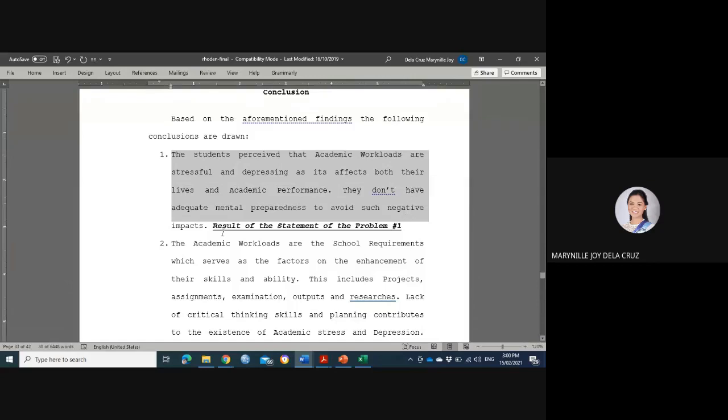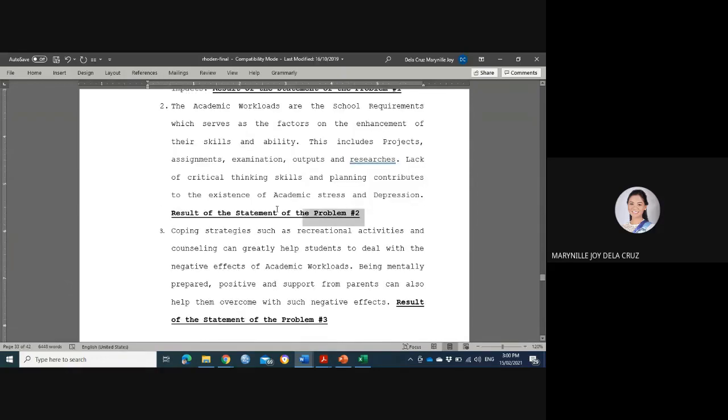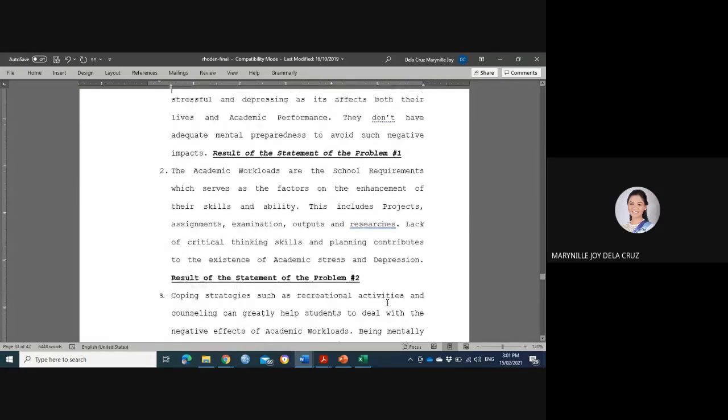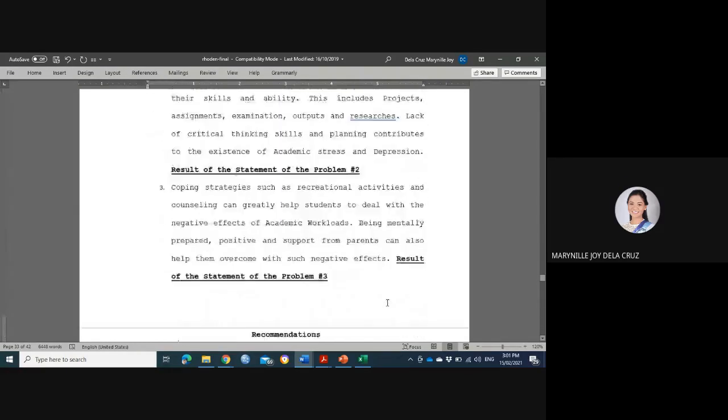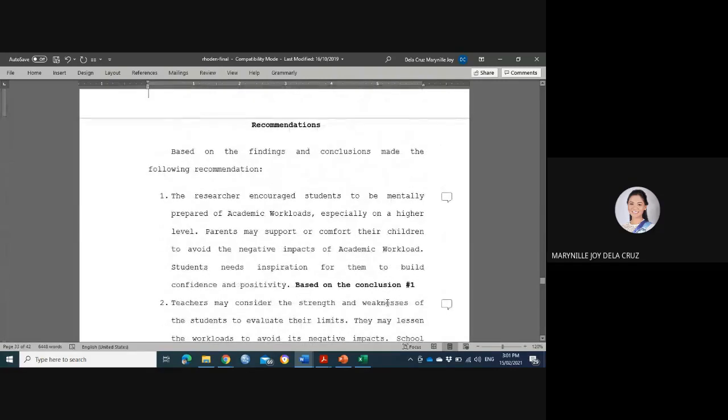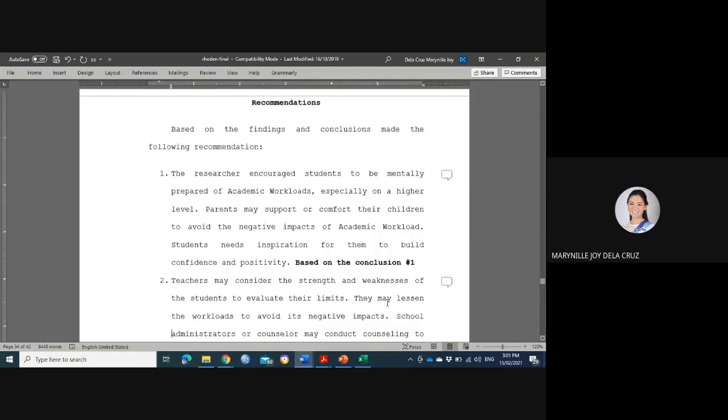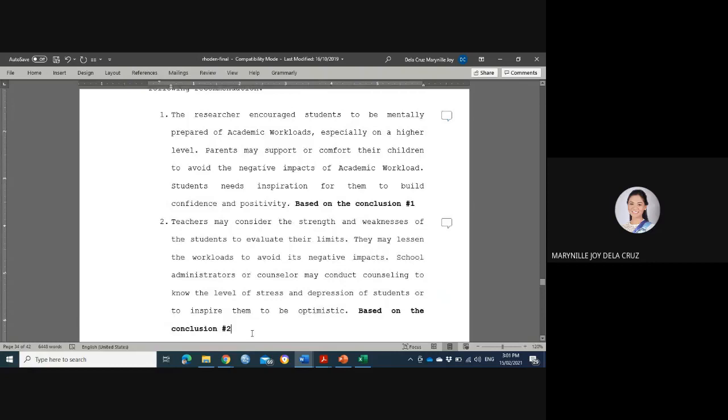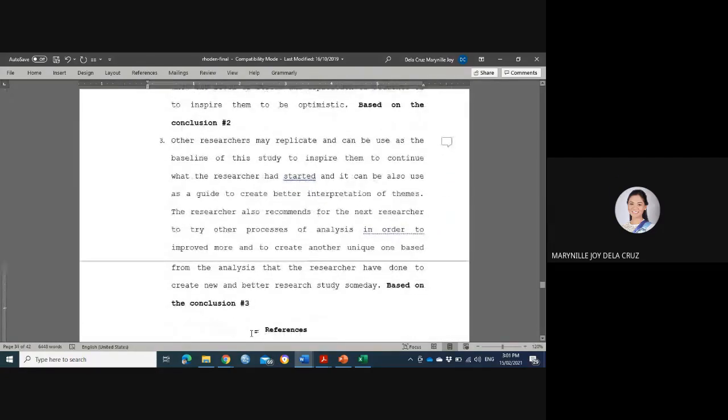This is the result of your statement of the problem number one. This is the result of the statement of the problem number two. And the result of the statement of the problem number three. So your conclusion is the general answer based on the result and discussion. You do not forget to add the recommendation. What can you recommend to improve or change? So you have at least three recommendations from your conclusion one, a recommendation from your conclusion two, and a recommendation from your conclusion three. And don't forget to add your references.